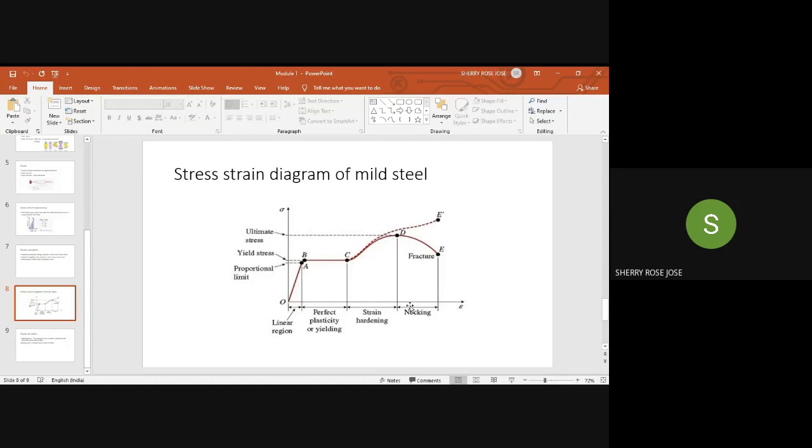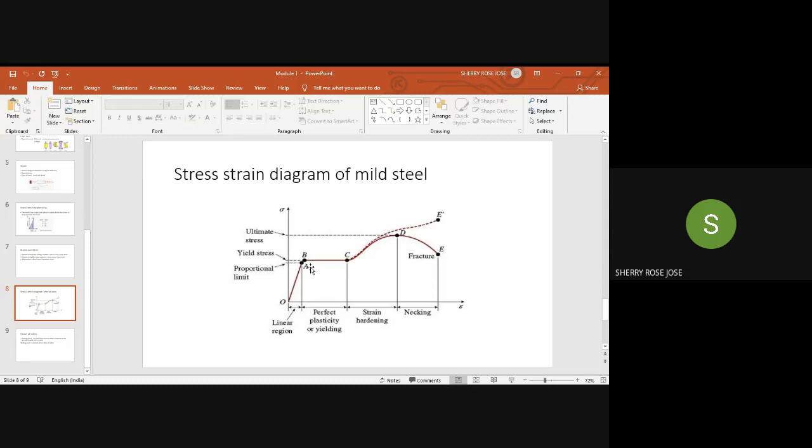Now, along the x-axis, you can see various regions: the linear region, perfectly plastic or yielding region, strain hardening, and necking. This first region is where stress is directly proportional to strain, so it is termed the linear region.